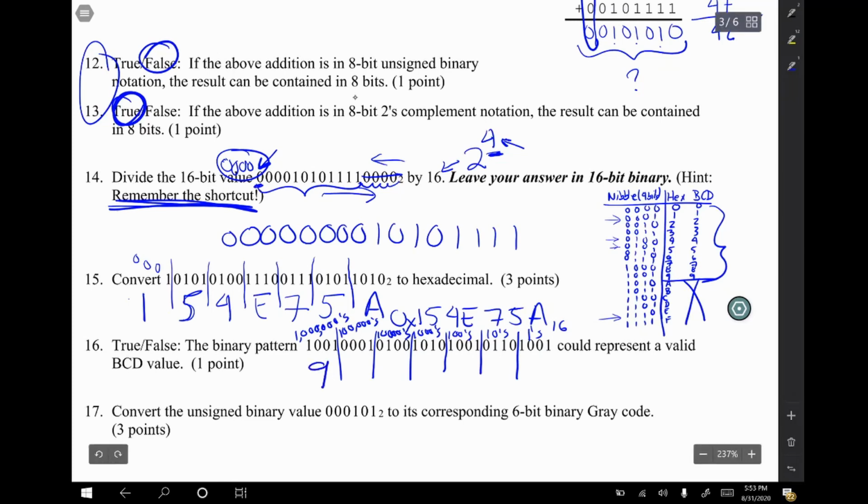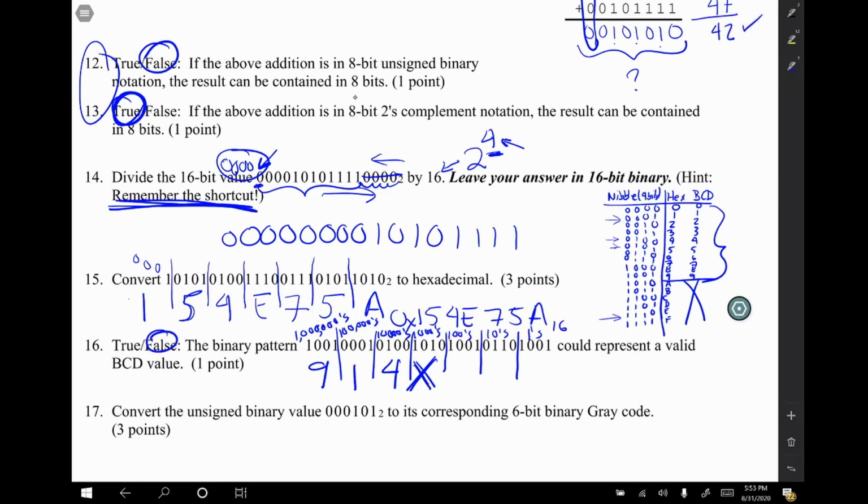means we'd have 9 millions. The 1 in the 100,000s place means we have 100,000s. The next number, 0100, maps to 4 over in the BCD table, so that means we have 4 10,000s. The thousands place has a 1010 in it, which causes a problem because that's an illegal value. And so that is not a BCD value.